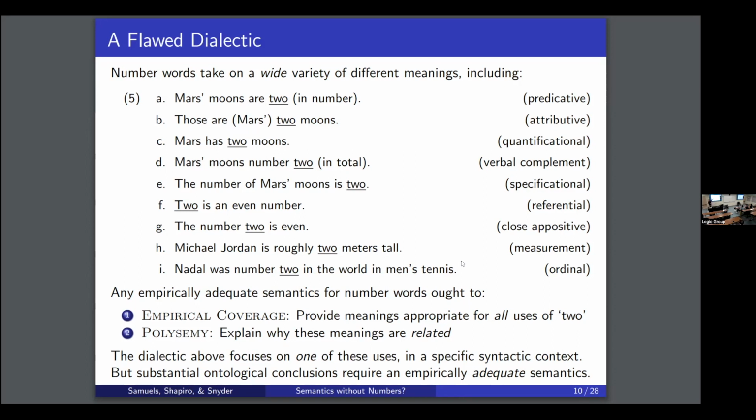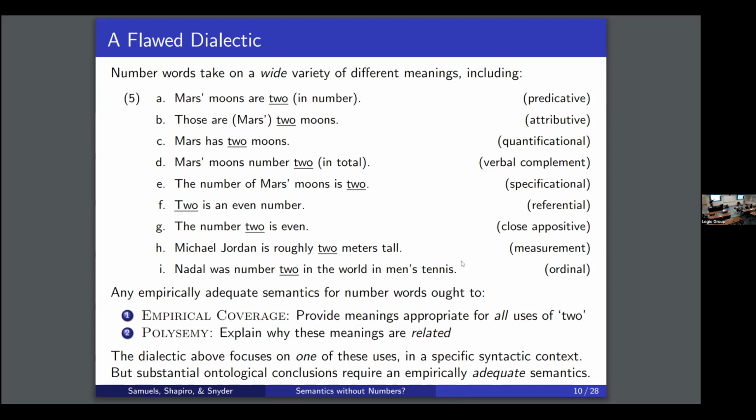2 is an even number. We've already gone over that. The number 2 is even. I just learned recently, thanks to another paper I read, that this is called a close appositive. Generally, any kind of construction of the form the noun, or say this noun compound, is going to be called a close appositive. And as far as I can tell, the general assumption seems to be that close appositives are singular terms, they're referential expressions.